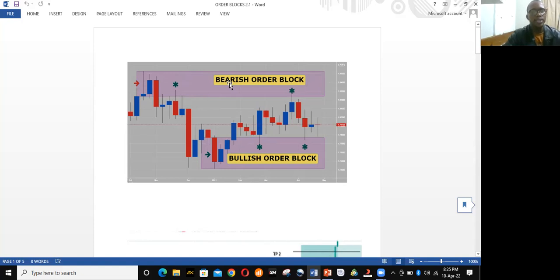So like I said in our introduction, the order block assists us to identify the future moves of the market. We think ahead of the market, ahead of the price. We already know that the price is yet to move here.